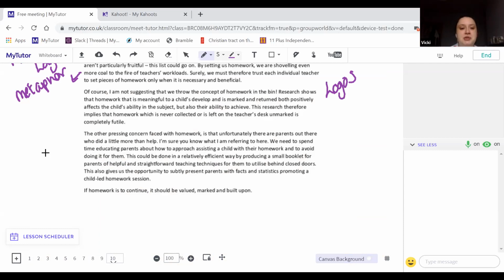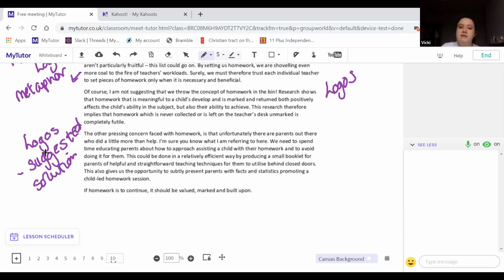We need to spend time educating parents about how to approach assisting a child with their homework and to avoid doing it for them. So essentially here, this is, again, logos in that we know that teachers do that. It's provable. There are surveys out there where parents have said, yeah, I've done my kids' homework for them. Therefore, we can prove that. And with the logos, there is a suggested solution, which is the really advanced stuff here.